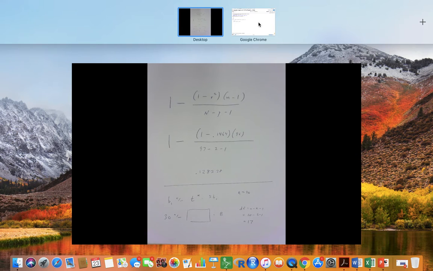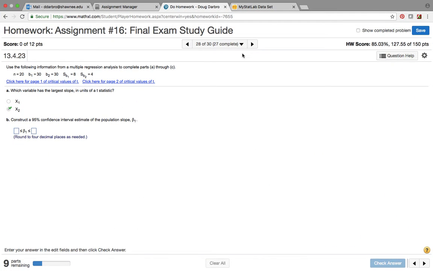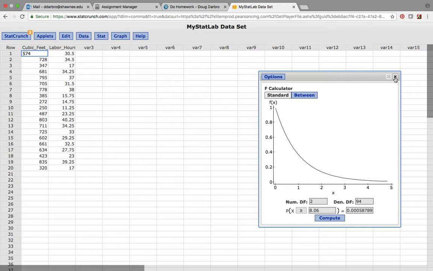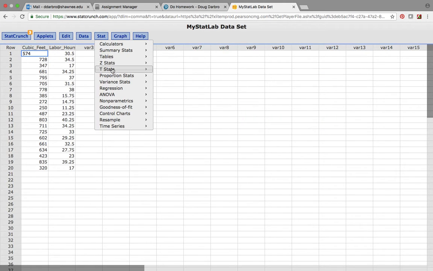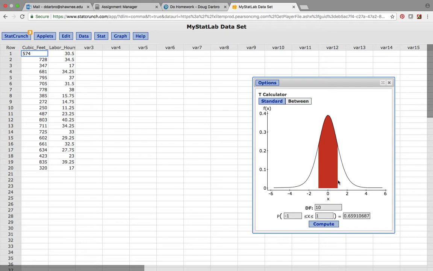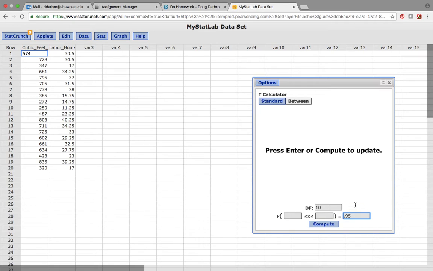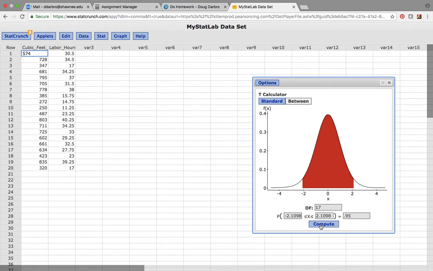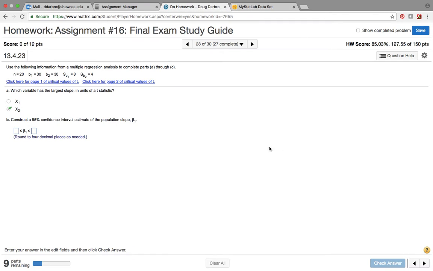17. And it looks like we need a 95% confidence interval. So, T-stat calculator, T, between, 0.95, degrees of freedom 17. Looks like our T critical is 2.1098. Now we're having fun yet?